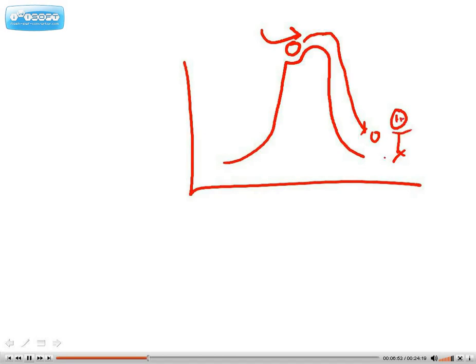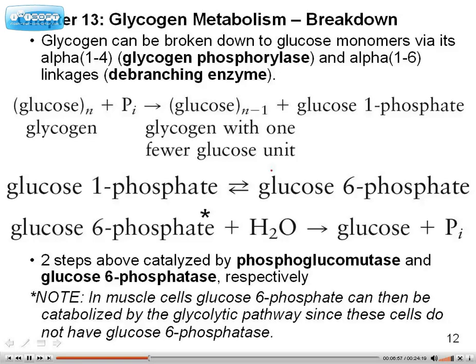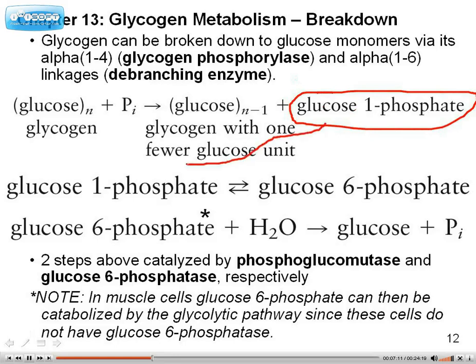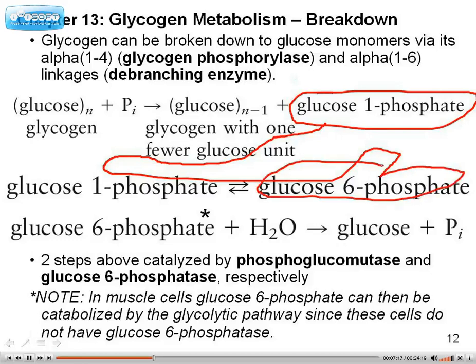So in this instance, we added in a phosphate, wasting a little bit of energy in order to get it primed or powered up. Now, in this form, it will then be mutated from glucose 1-phosphate to glucose 6-phosphate. And again, it's primed or powered up, ready to be broken down for energy.